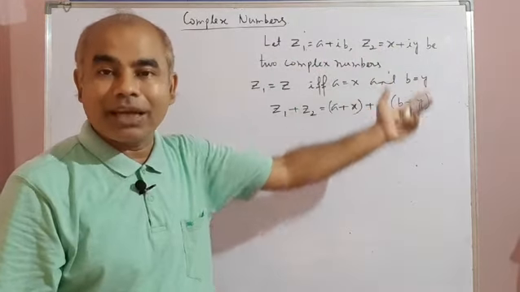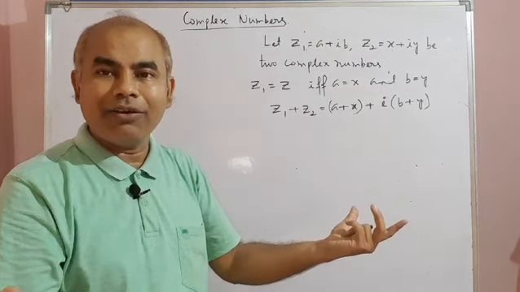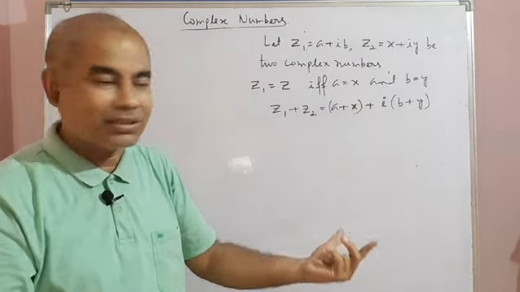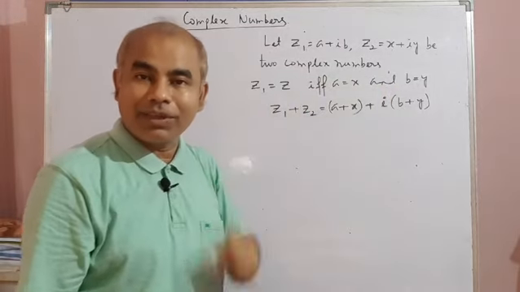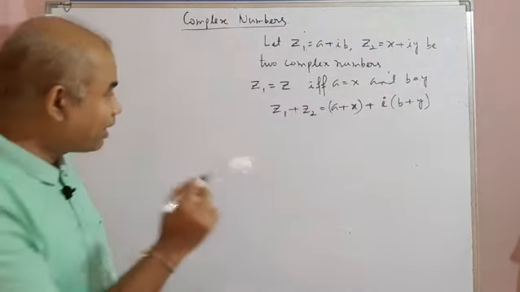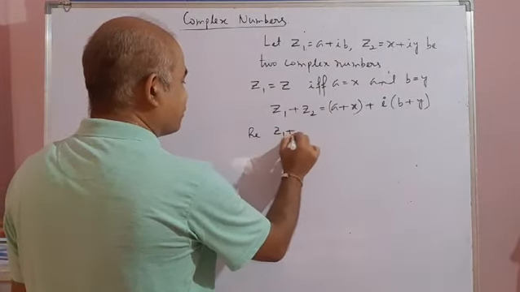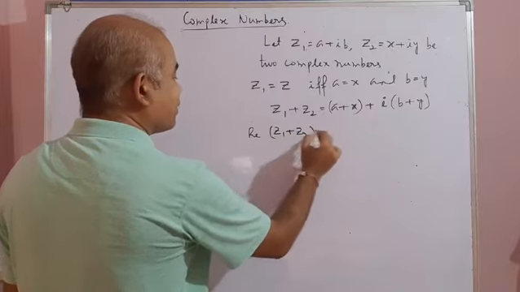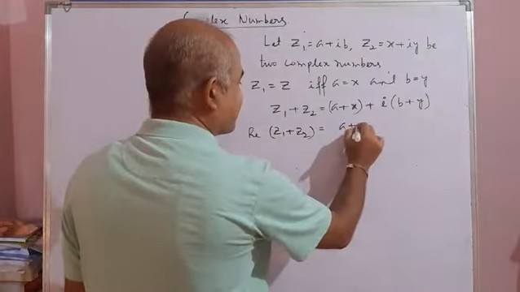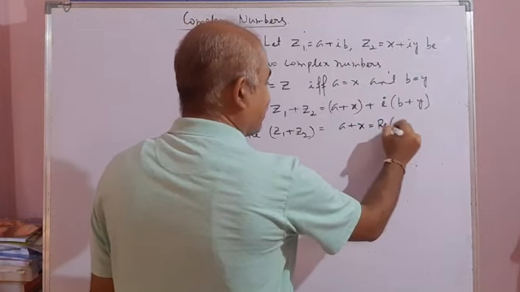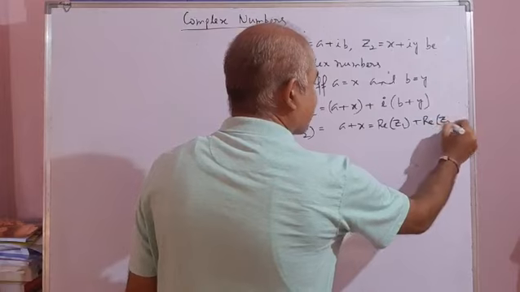In IB plus IY, I see that I is a common factor, so I will take I common. Simple thing. So you add corresponding real parts plus I into corresponding imaginary part. That means in the sum of Z1 and Z2, what is the real part? It is A plus X, which is nothing but real part of Z1 plus real part of Z2.